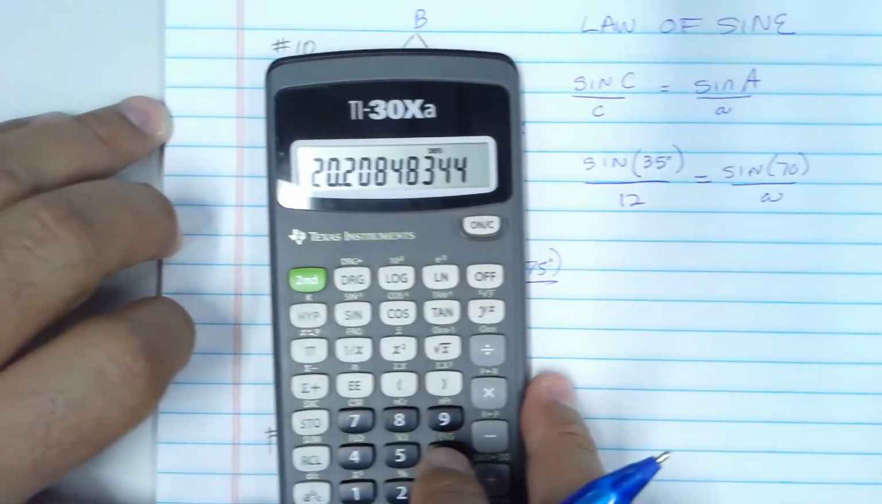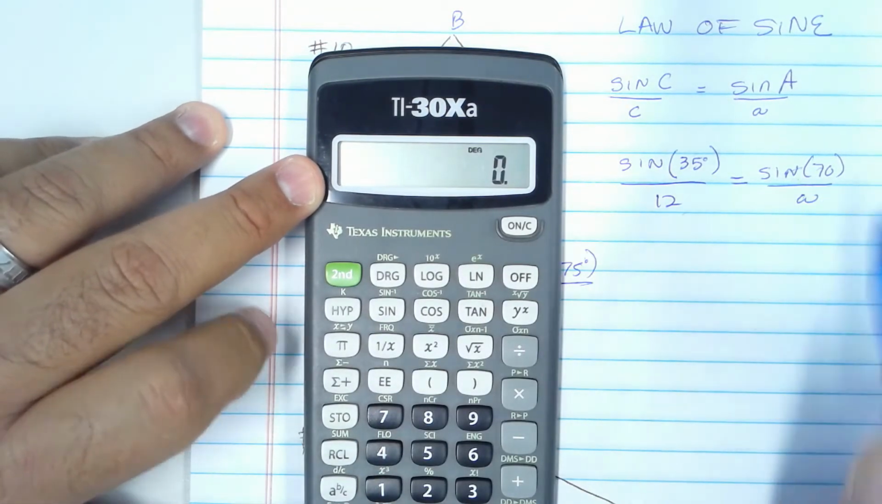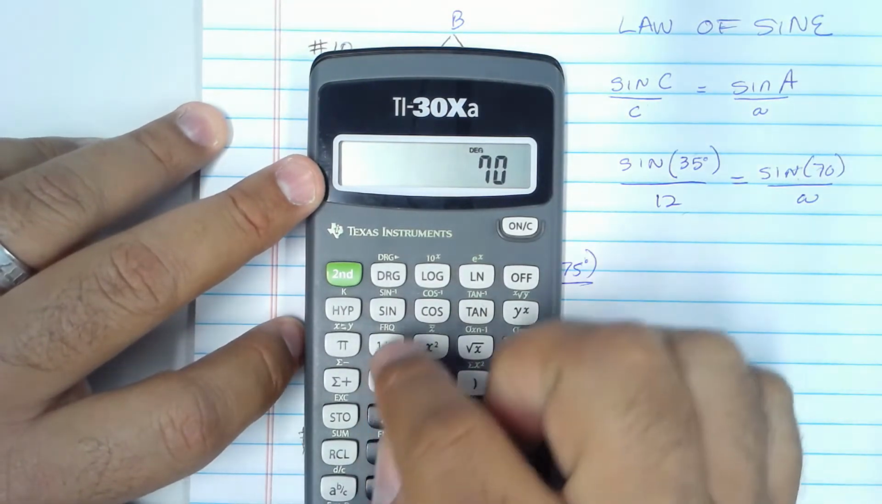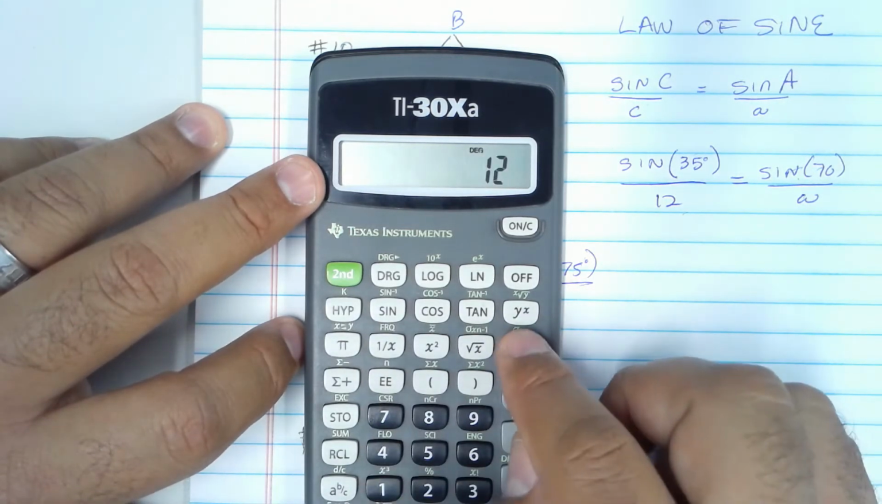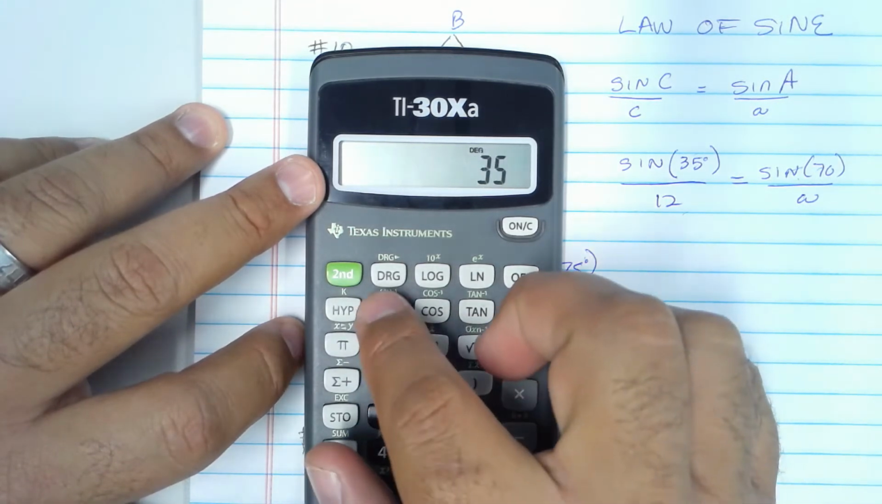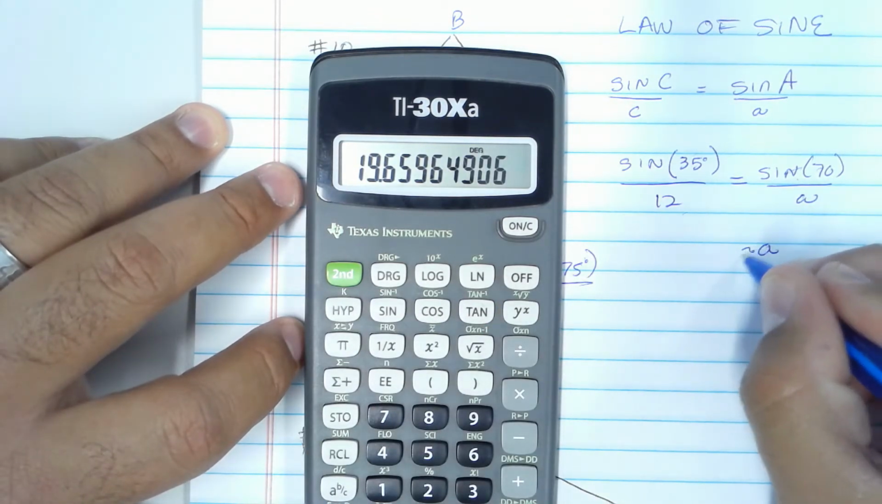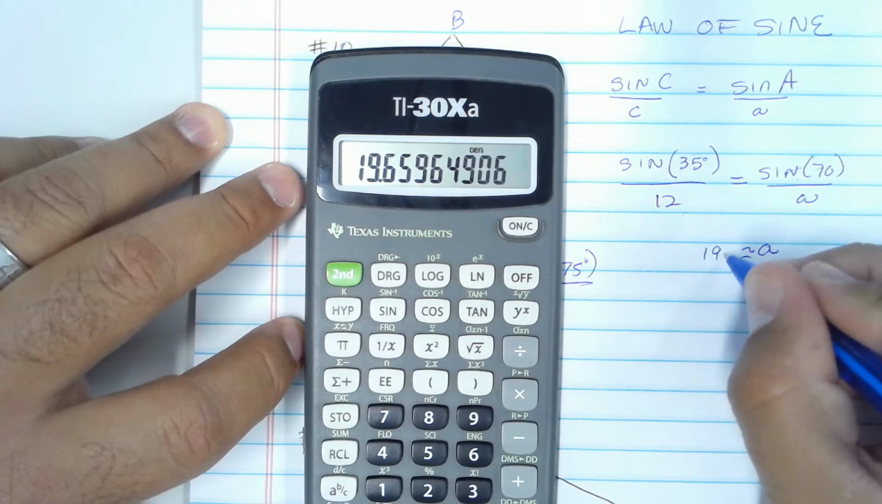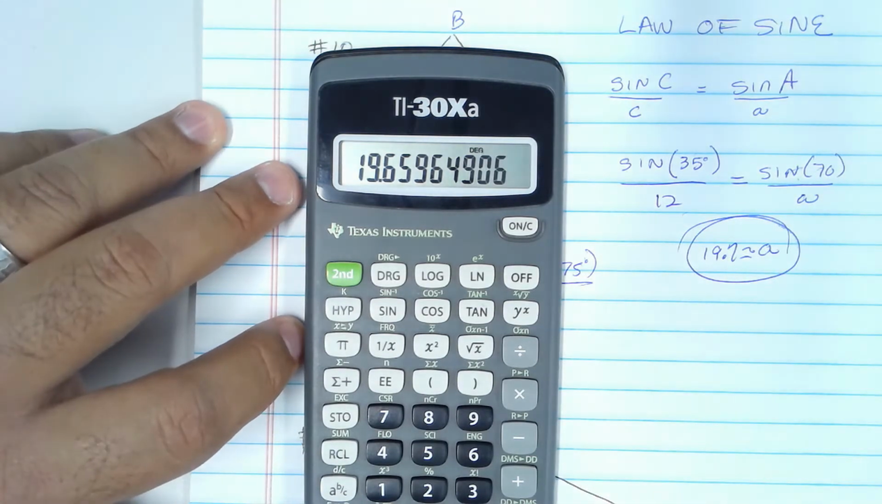And if we take a look at the second one, it's already set up. We're multiplying these two again. 70 sine times 12 divided by 35 sine equals, A is approximately 19.7 when we round it, and we're done with the first one.